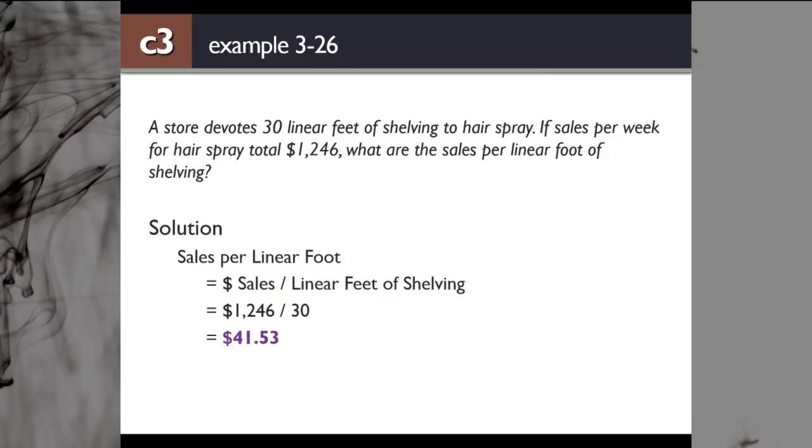$41.53 was sold. That amount was sold based on the one linear foot. So now you know the average sale. That's the productivity, right? That's a part of space productivity based on the shelf space.